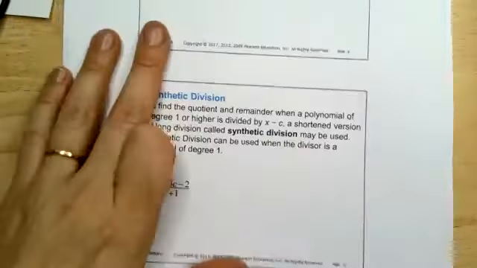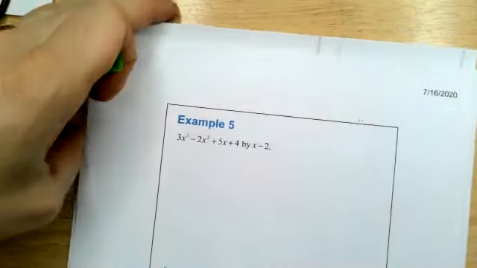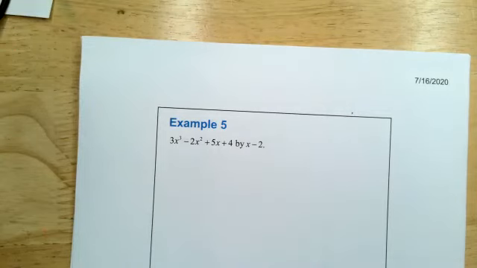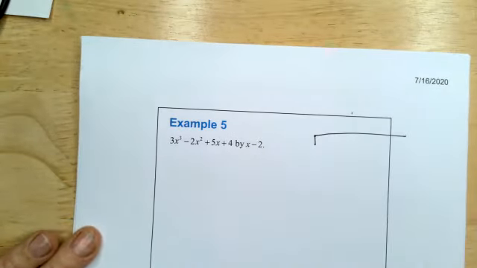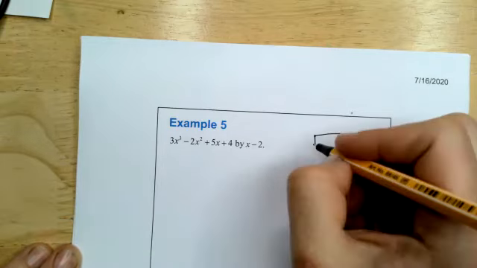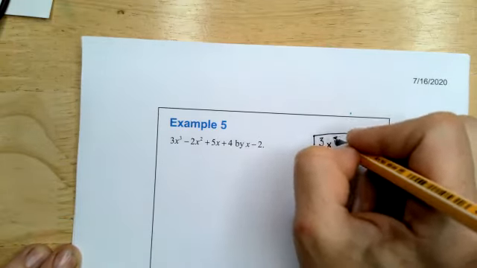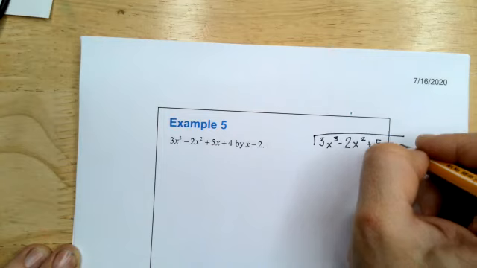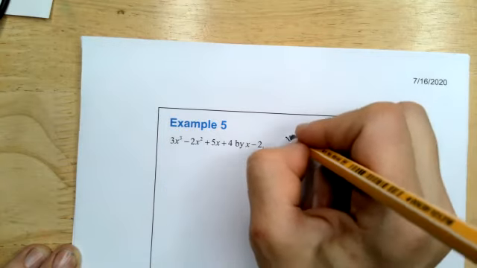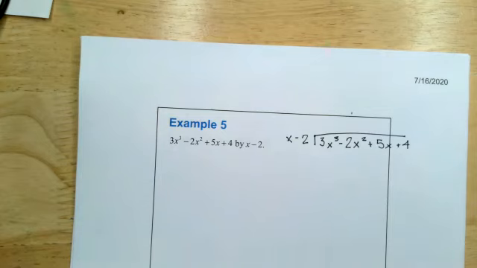All right, one more example. Example number 5. 3x cubed minus 2x squared plus 5x plus 4 divided by x minus 2. All right, I like to do it by building a house and putting the dividend in the house. 3x cubed minus 2x squared plus 5x plus 4, and then the divisor is out here, x minus 2. Good. All right, so set it up.